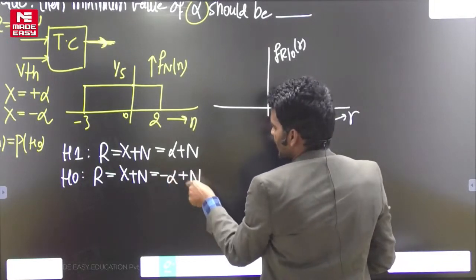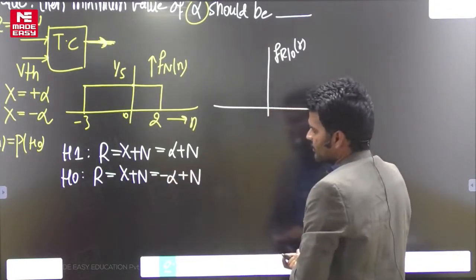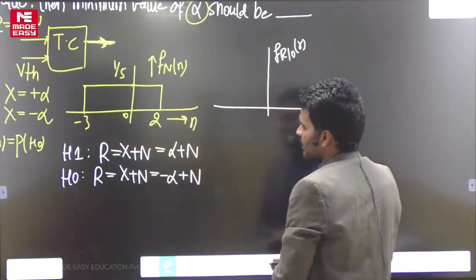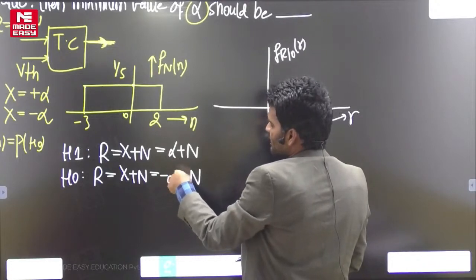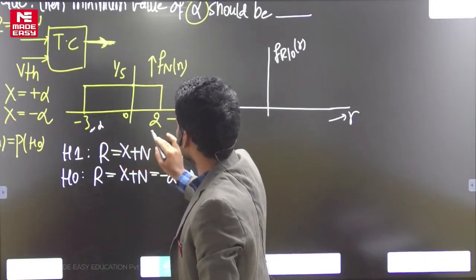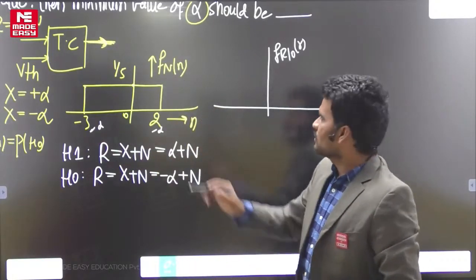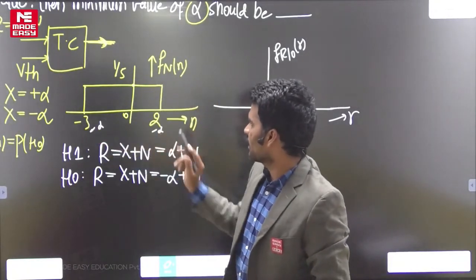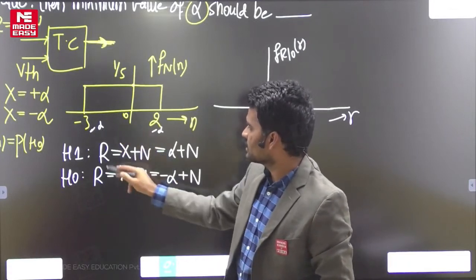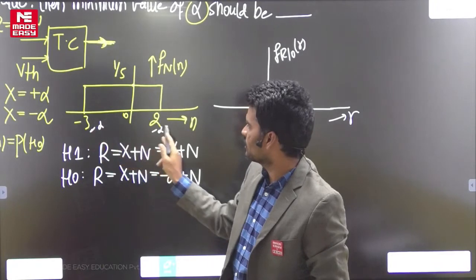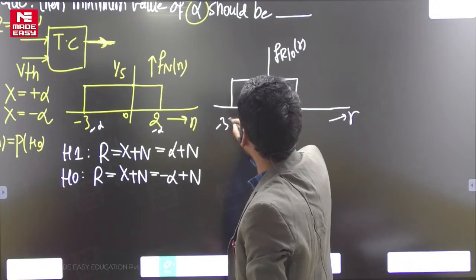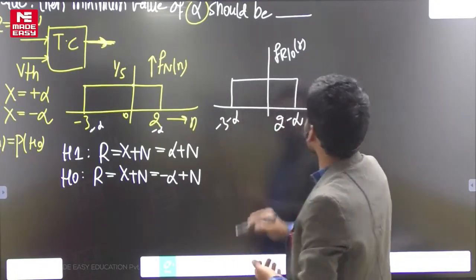If you add some constant to your random variable, the density function is just shifted. What are the values possible for N here? N can be any value between -3 and 2. If you add minus alpha to this N, the resultant value will be -3 minus alpha to 2 minus alpha. So the resultant R can be any value between -3 minus alpha and 2 minus alpha.